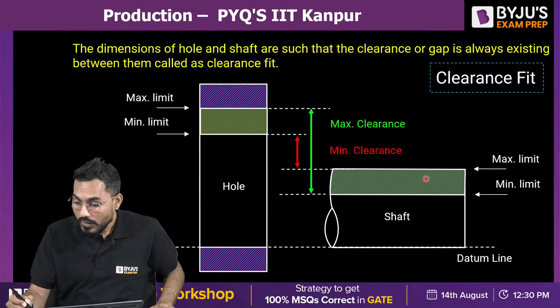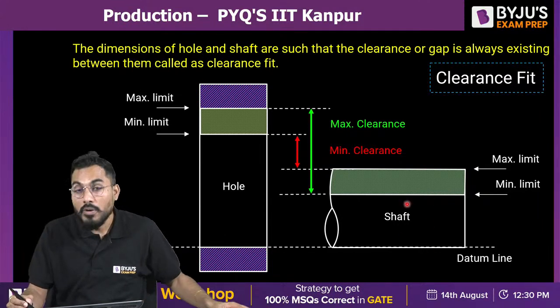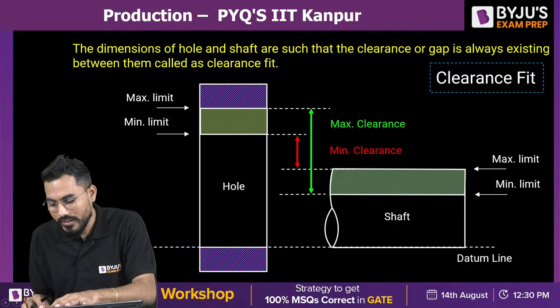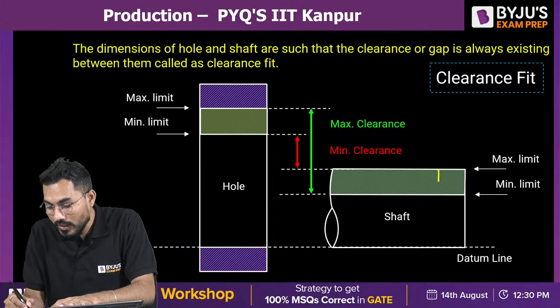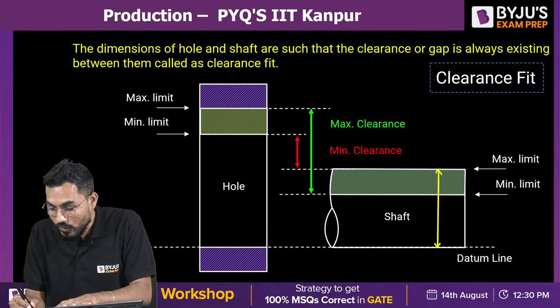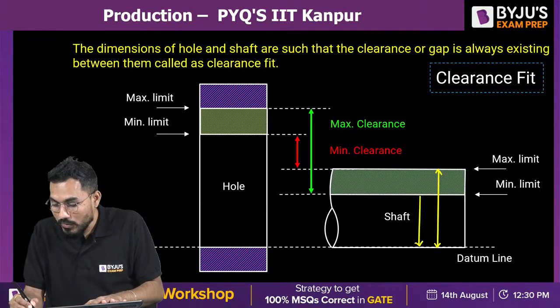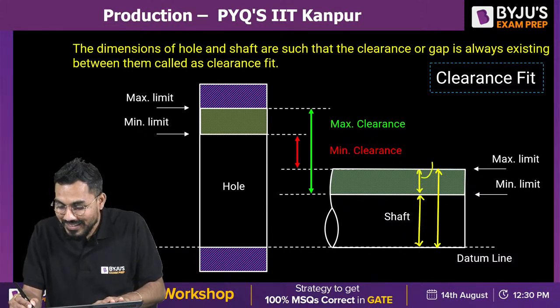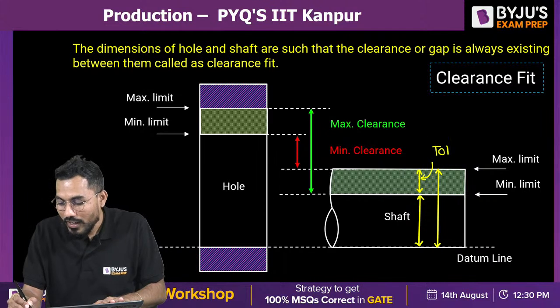Now this will be the maximum material limit. This will be the minimum material limit. What is the maximum material limit and what is the minimum material limit? Maximum material limit is nothing but the maximum volume of material that should be present. Difference between the maximum material limit and the minimum material limit is called the tolerance.